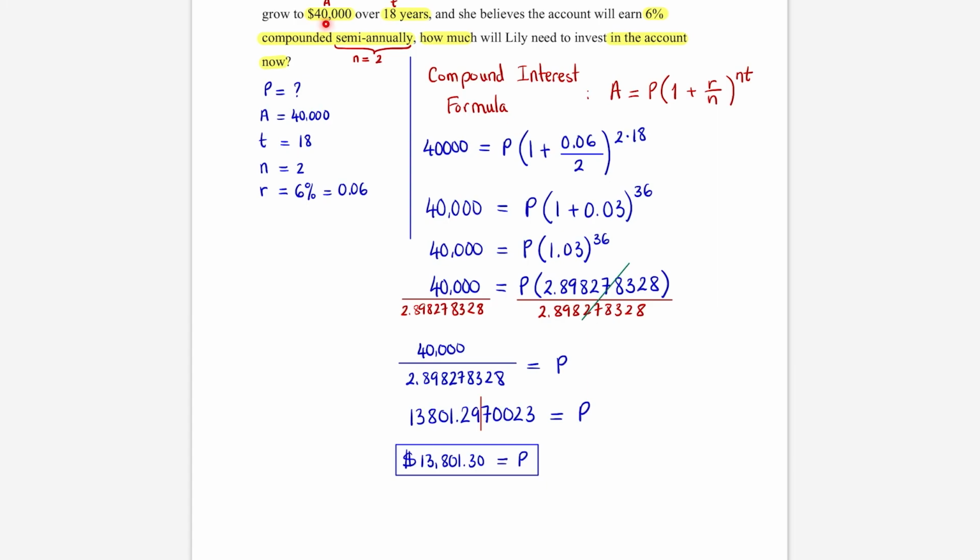If Lily wants to have $40,000 after 18 years in the account that earns 6% compounded semi-annually, she needs to start the account with $13,801.30.